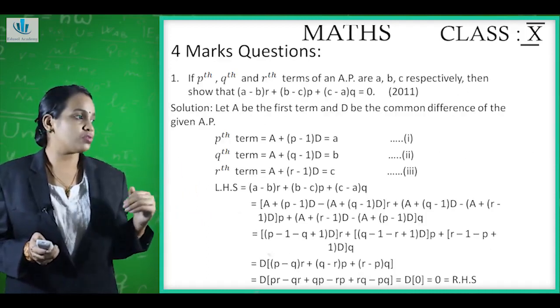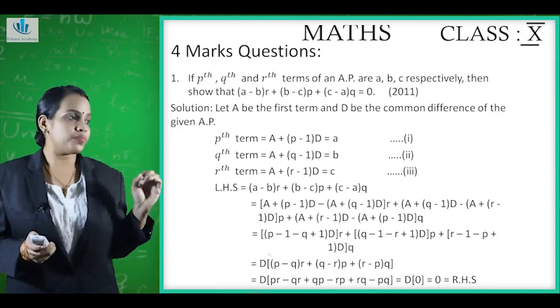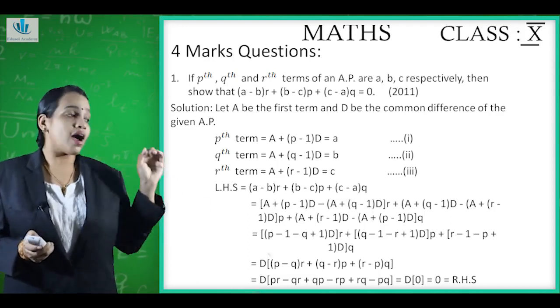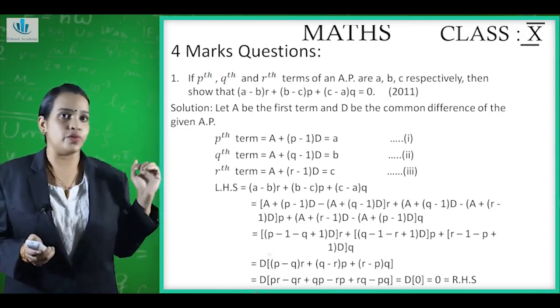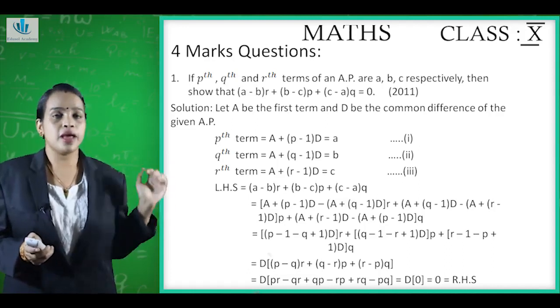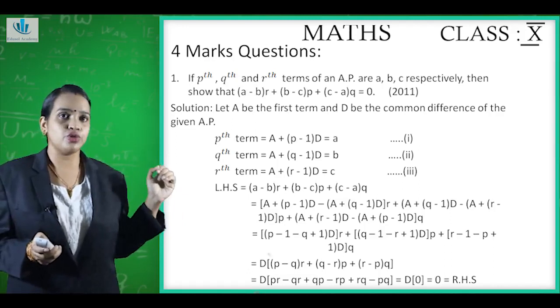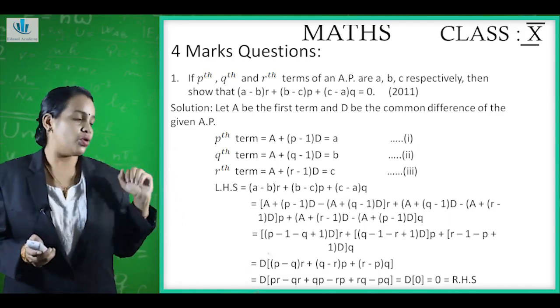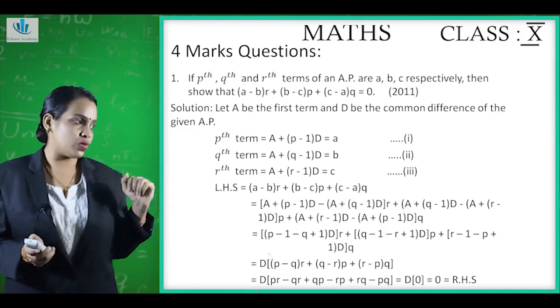Now we will see how to solve 4 mark questions. So our first question is, if pth, qth and rth terms of an AP are A, B, C respectively, then show that A minus B into R plus B minus C into P plus C minus A into Q should be equal to 0. Now this question has appeared in the year 2011. So we will see how to solve it.